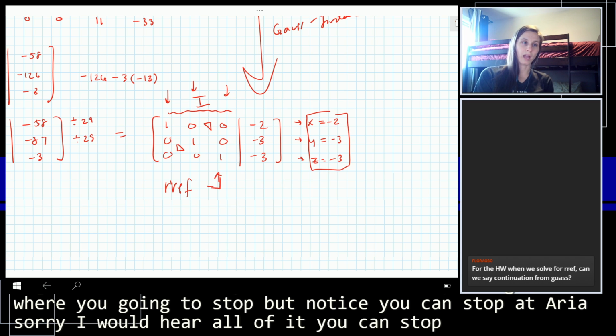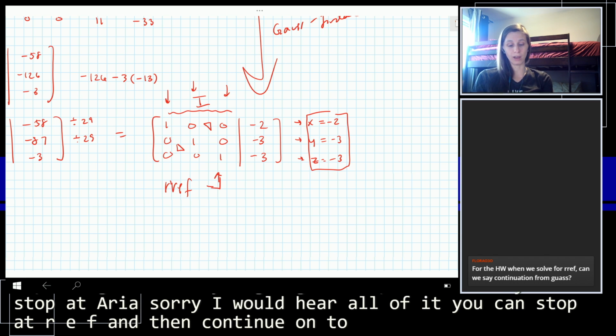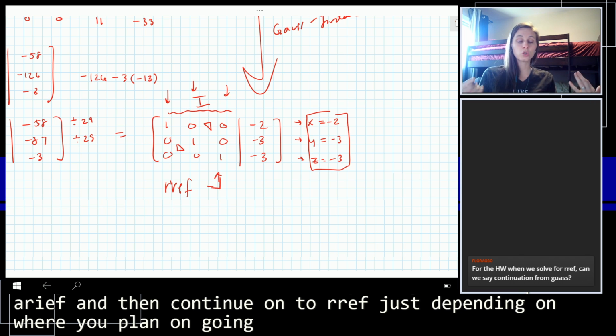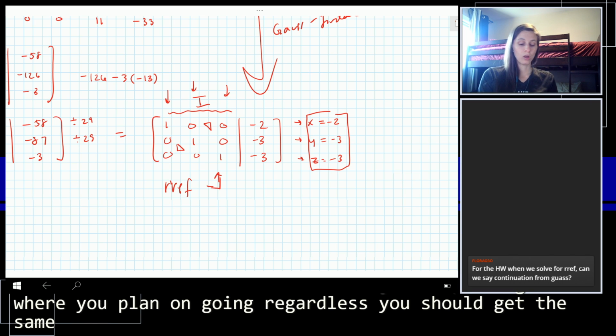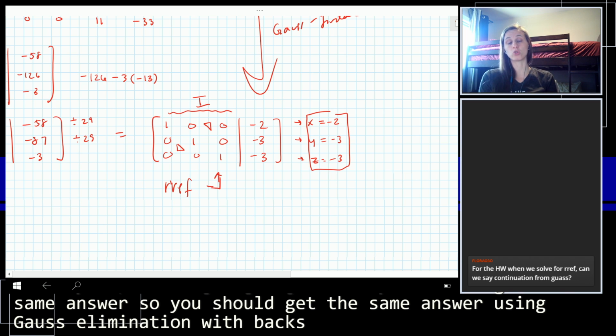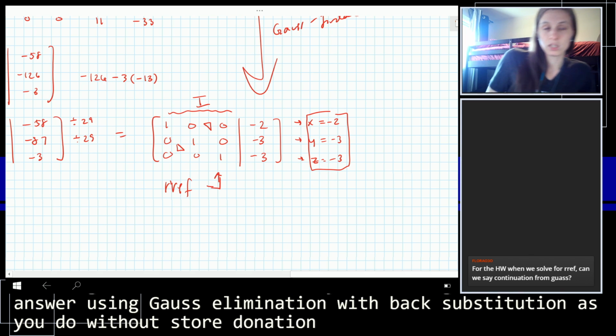You can stop at REF and then continue on to RREF, just depending on where you plan on going. Regardless, you should get the same answer. You should get the same answer using Gauss elimination with back substitution as you do with Gauss-Jordan elimination. So make sure you know how to do both.